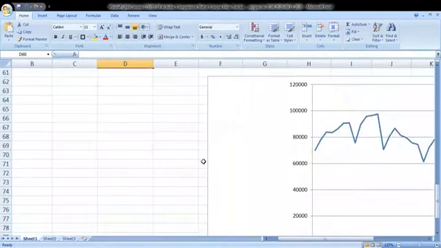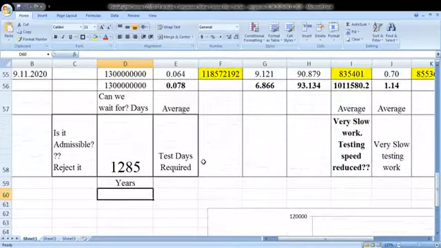Something has come. I think the formula has gone there, is it? No, I don't think so.